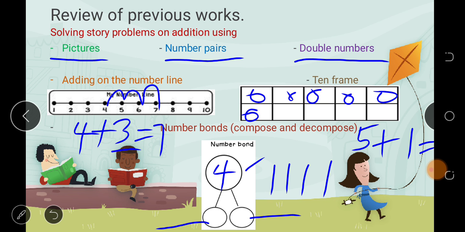I can say only 4 here, so I write 4. Is there any other stroke out there? No. So 4 plus 0. So that's what the number bond helps you to do.